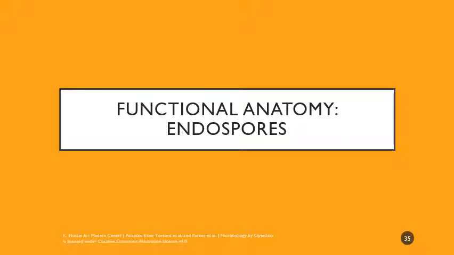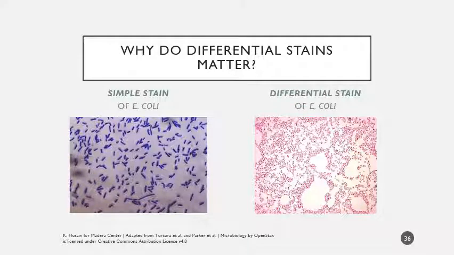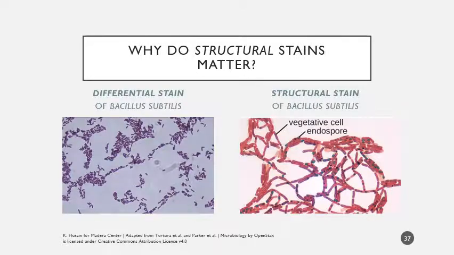Okay, so getting into specific functional anatomy, beyond just mycolic acids and beyond just general differences in cell walls and cell membranes, endospores are a very specific structure. Again, simple stains are useful for increasing contrast, but not great for diagnostics. Differential stains are a great first step for diagnostics. And then structural stains take it one step further.